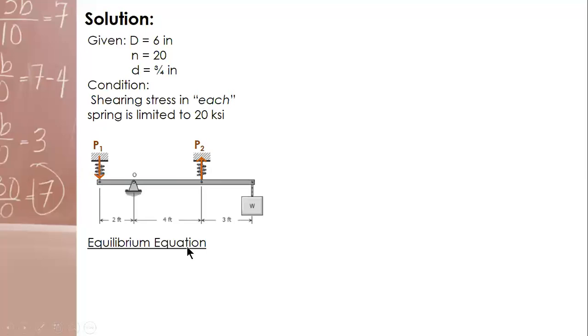So, condition of equilibrium, be systematic in your analysis. First, the equilibrium equation. Do not sum up forces because the reactions will appear. Instead, sum up moment at the support O. And you will have P1 times 2 counterclockwise, P2 times 4 counterclockwise, minus W times 7 clockwise. Therefore, if you want to solve for W, we need the values of P1 and P2.